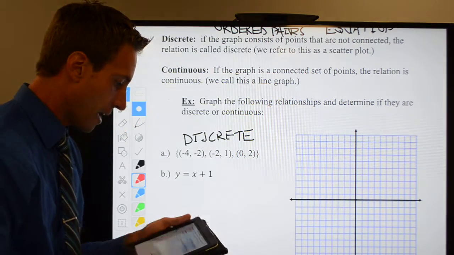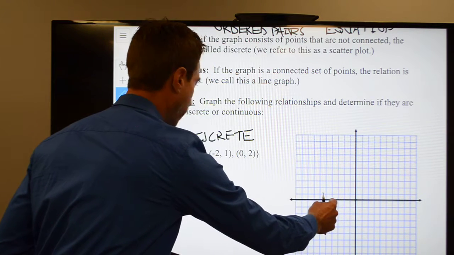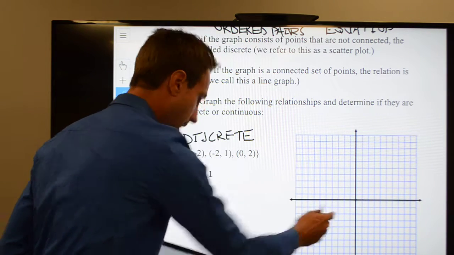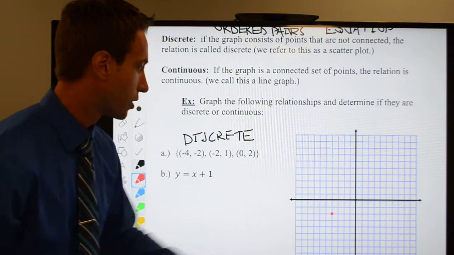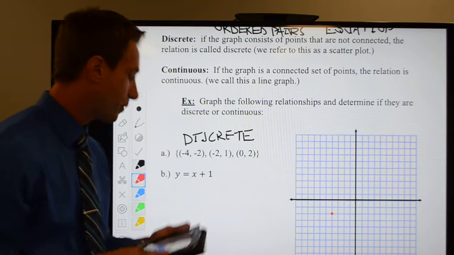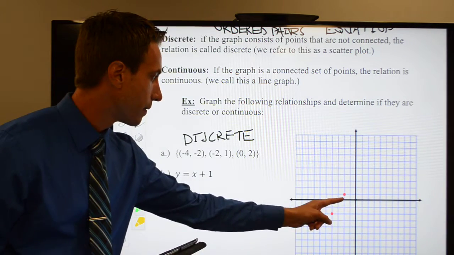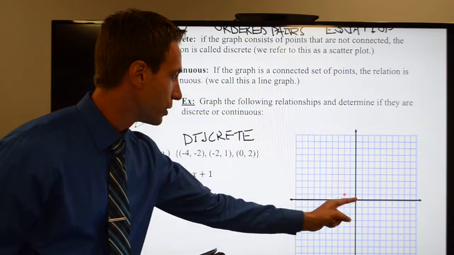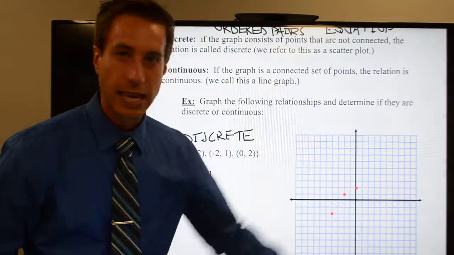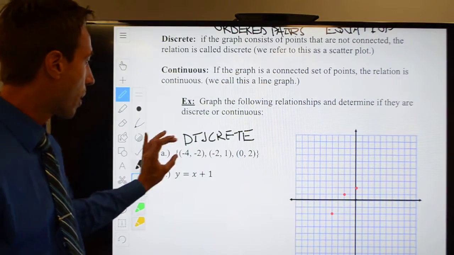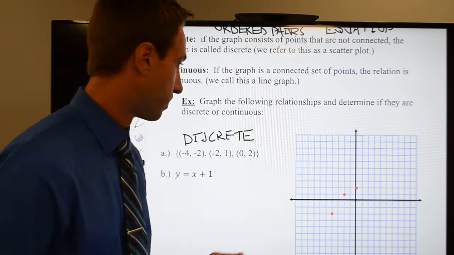Here we go. My first one is going to be at -4, 2. So I'm going to count over 1, 2, 3, 4 in the negative direction, and then up 2. There's my very first dot right there at -4, 2. Then -2, 1. There's my next dot right there at -2, up 1. And then 0, 2, 0, up 2. And what I've got is just 3 dots. They are not connected by a line. They're represented by ordered pairs, and this is a discrete relation.